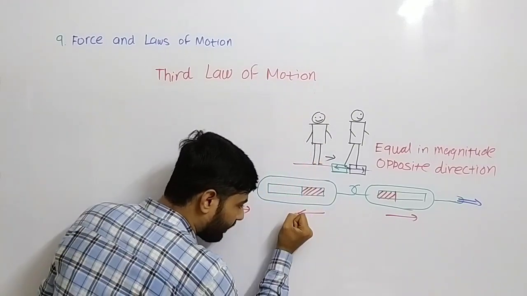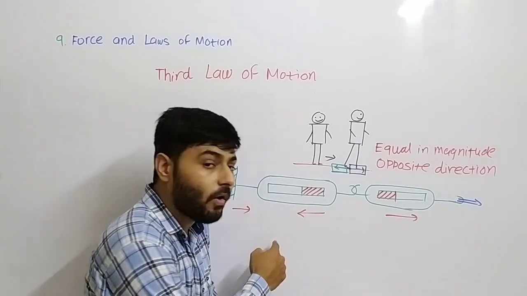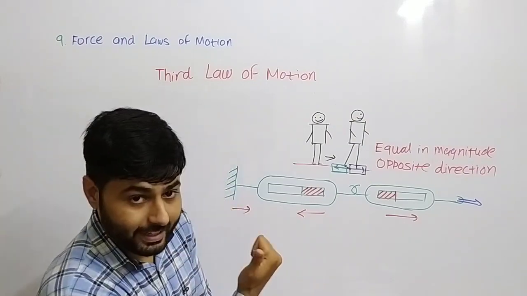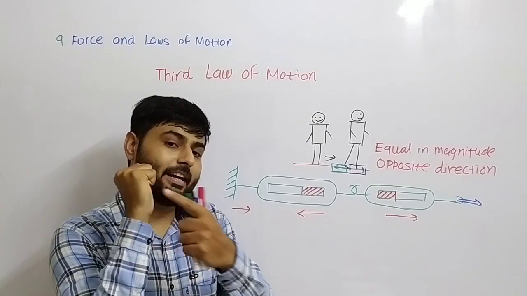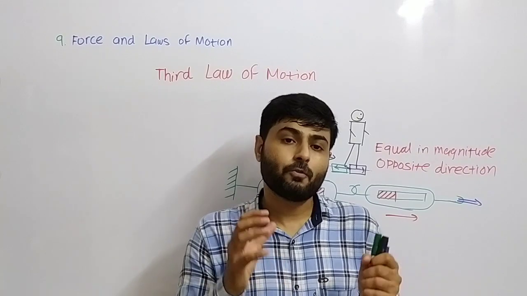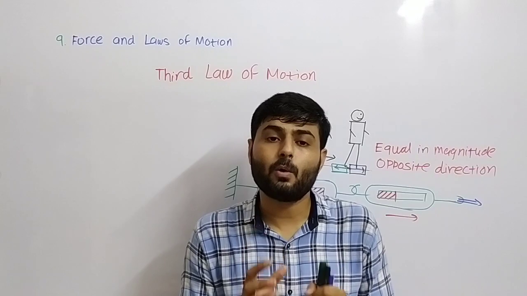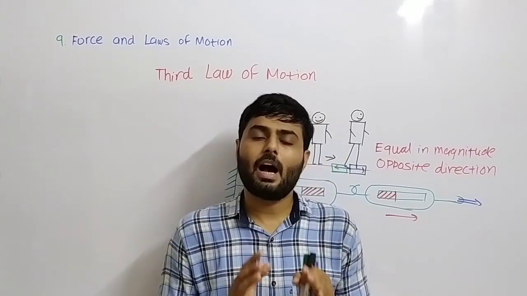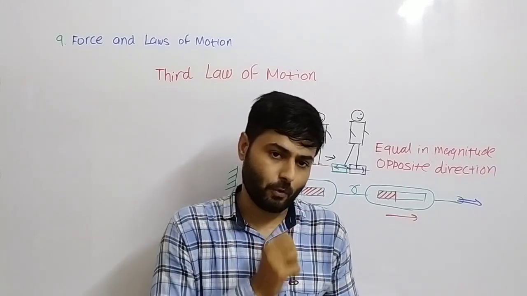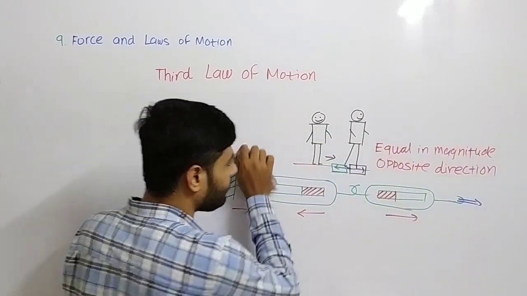If I hit this board, one force is exerted on this board and a force with similar magnitude and opposite direction is exerted on my hand. So I hope now you understood how forces work, which means forces are always in couple, forces are always in pair. So we have a couple of forces.